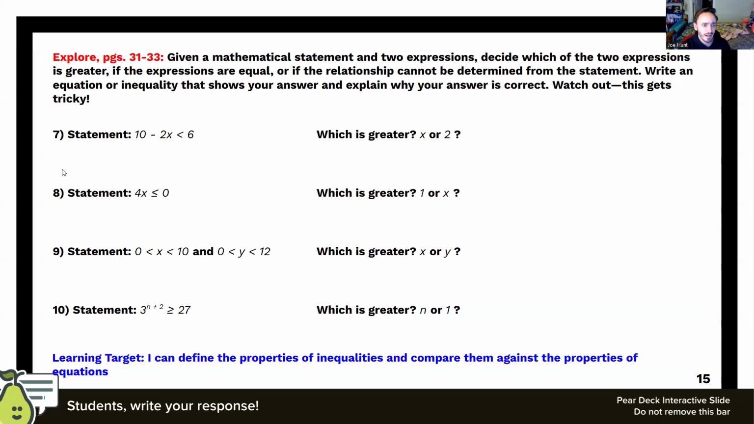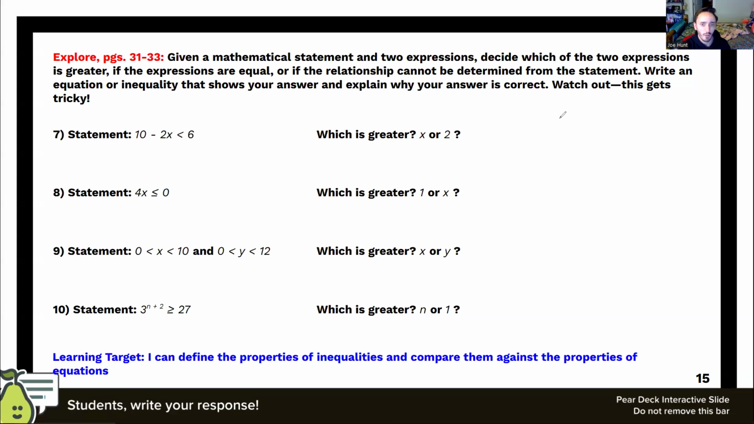Now, let's say that I've got 10 minus 2x is less than 6. I want to try and figure out which is greater, x or 2. If I think about 10 minus 2x being less than 6, I know to solve that first on this x, I multiplied by negative 2 and then I added 10. So that means to undo this, I'm going to take away 10 from both sides. Now, I can do that and preserve the balance of the inequality.